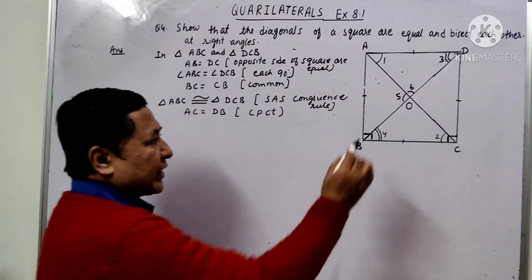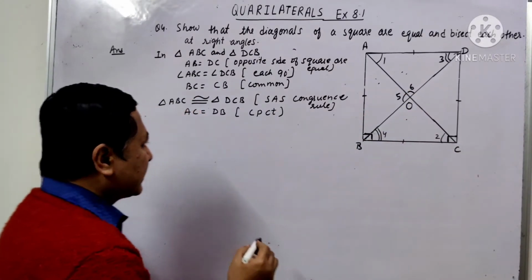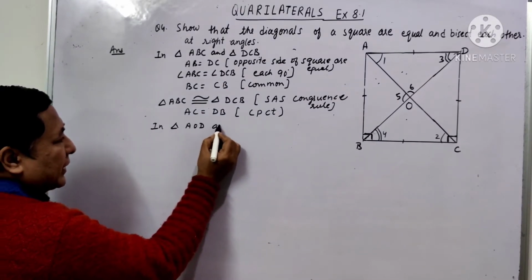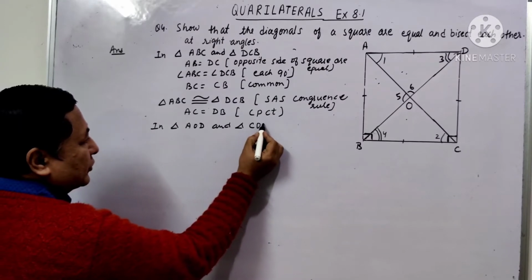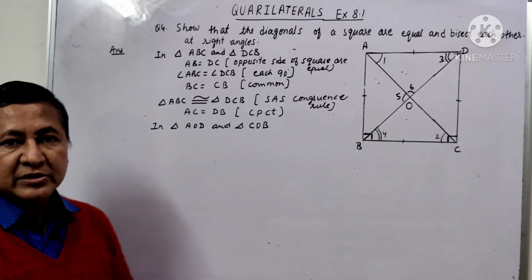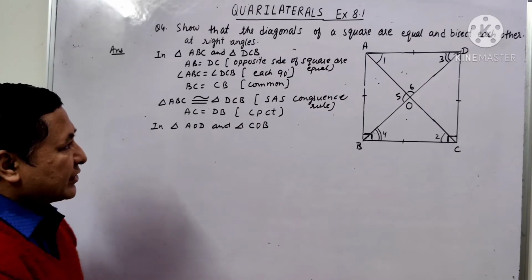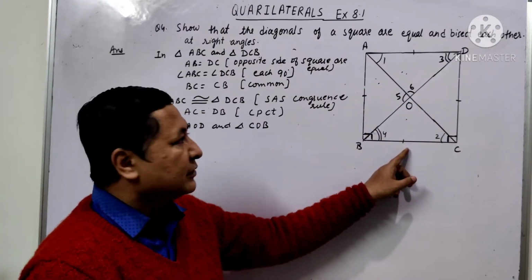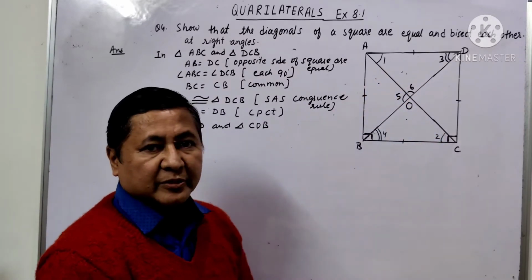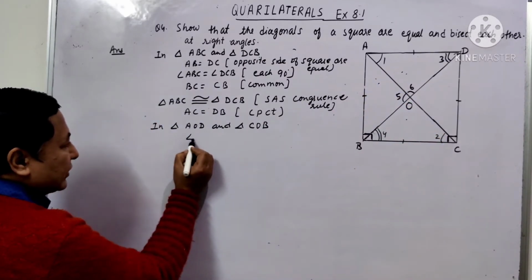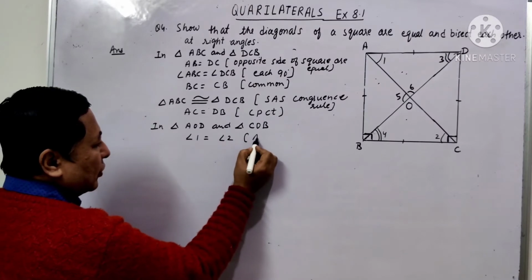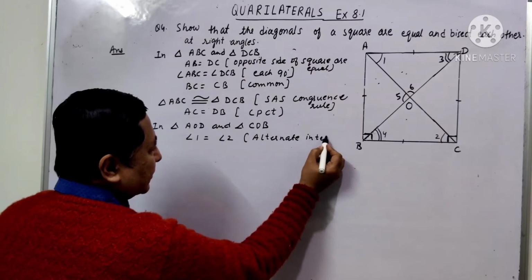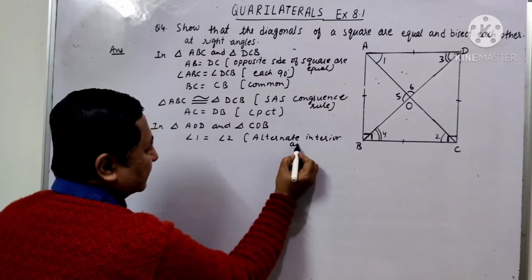Now we will take these two triangles, this triangle and this triangle, that is triangle AOD and triangle COB, and let us prove these two triangles congruent. As you can see, these two sides AD and BC are equal and parallel. So angle 1 and angle 2 will be alternate interior angles. So angle 1 is equal to angle 2, alternate interior angles.